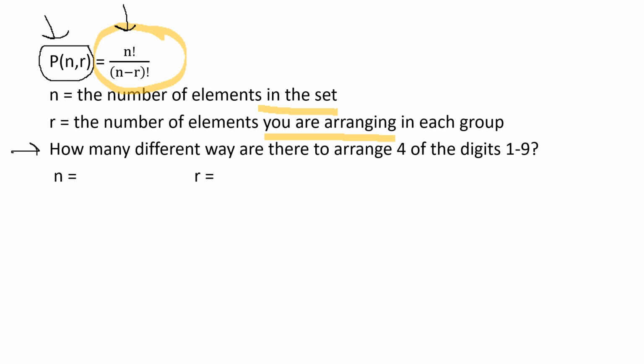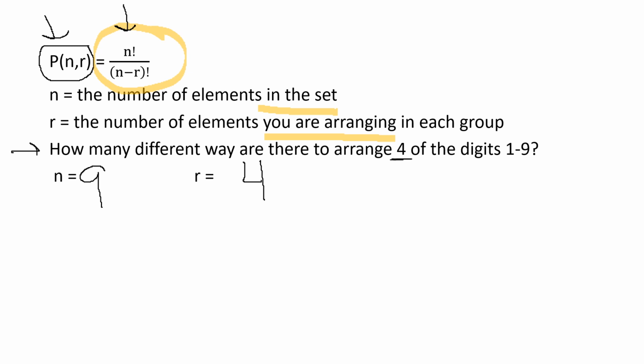So 1, 2, 3, 4, 5, 6, 7, 8, 9. That means there's 9 elements in the set. R is the number of elements you are arranging. Well, this says how many different ways are there to arrange 4 of the digits. So I'm going to work with 4 numbers, but they can be any one of the 9 numbers. And so now I'm going to plug this into this equation.